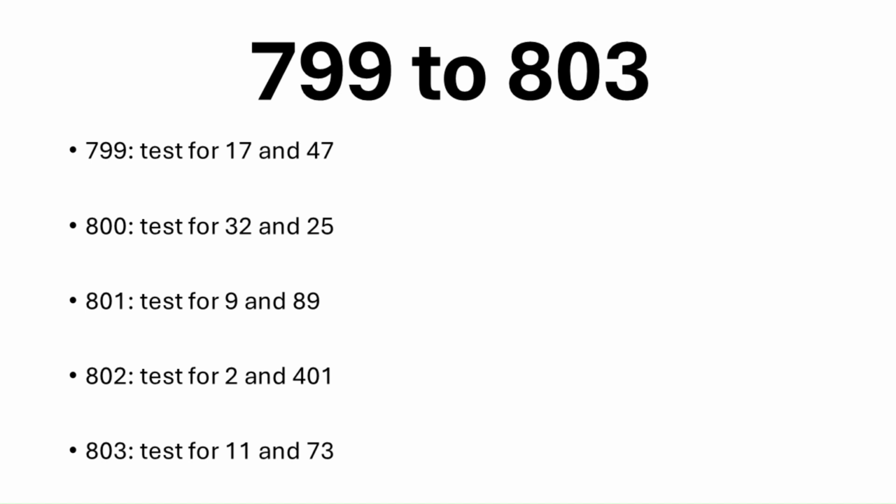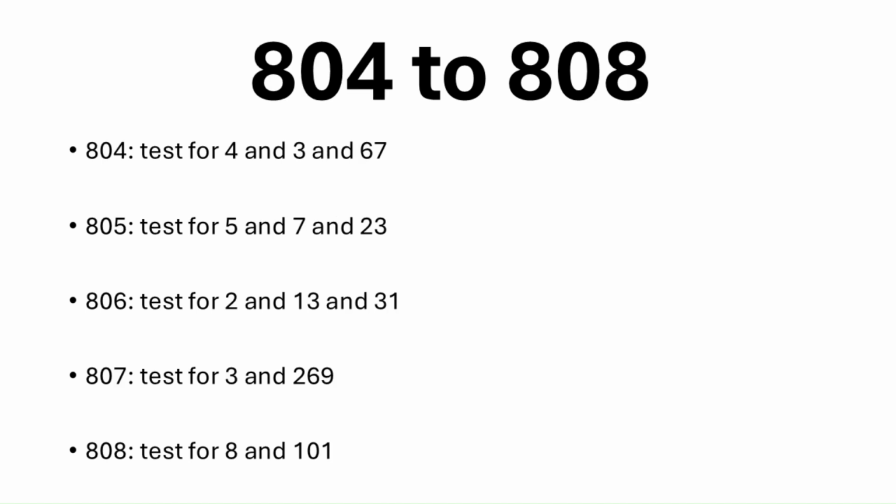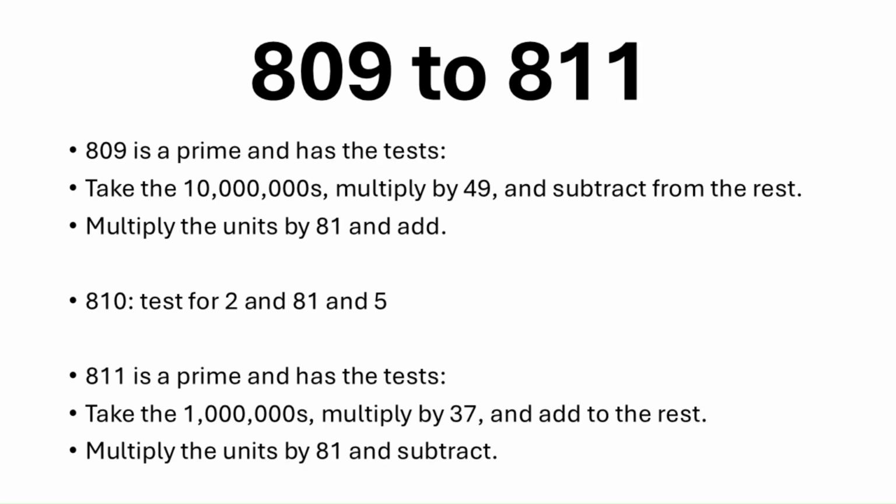803, test for 11 and 73. 804, test for 4 and 3 and 67. 805, test for 5 and 7 and 23. 806, test for 2 and 13 and 31. 807, test for 3 and 269. 808, test for 8 and 101. 809 is a prime and has the tests.